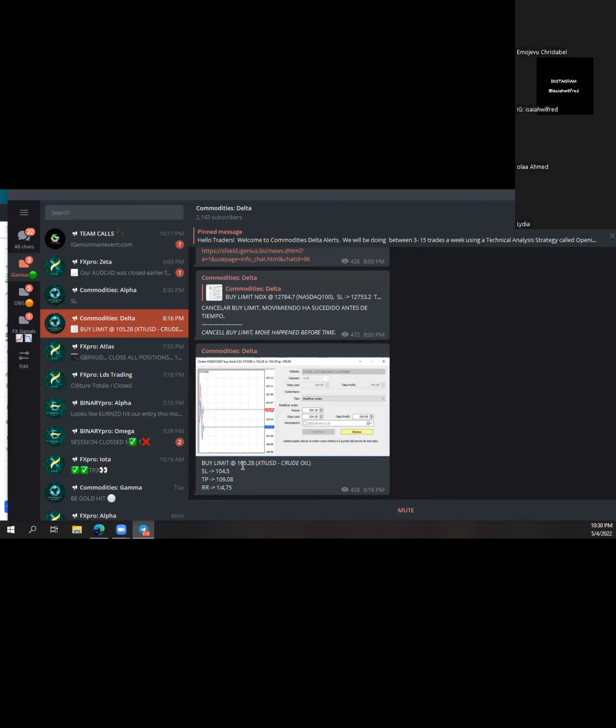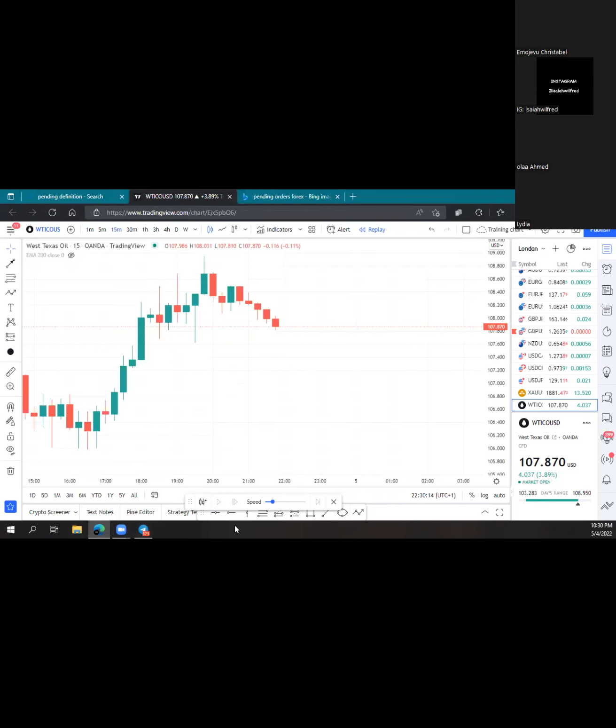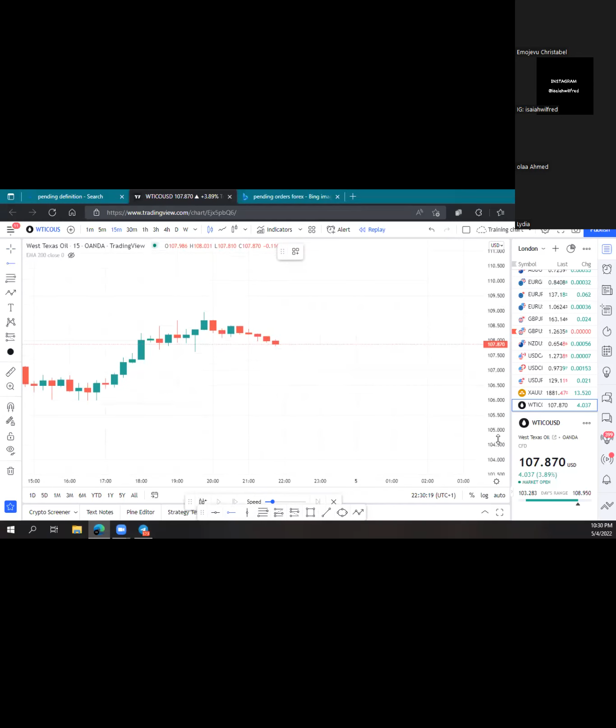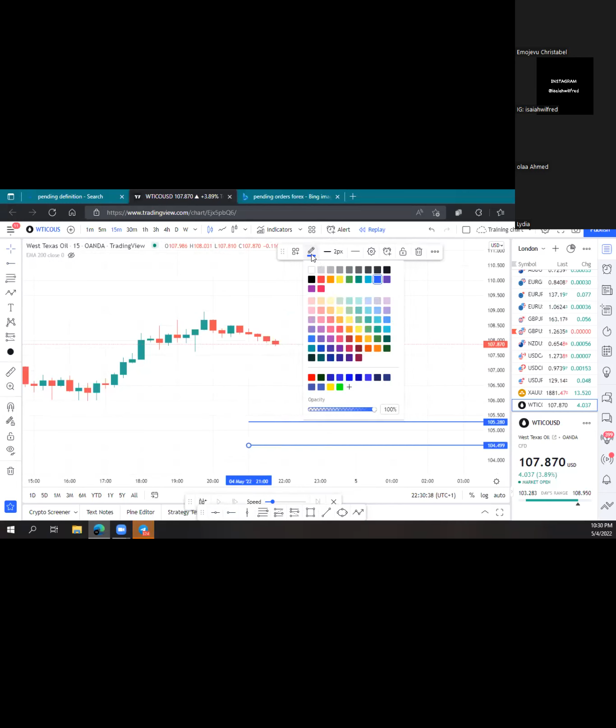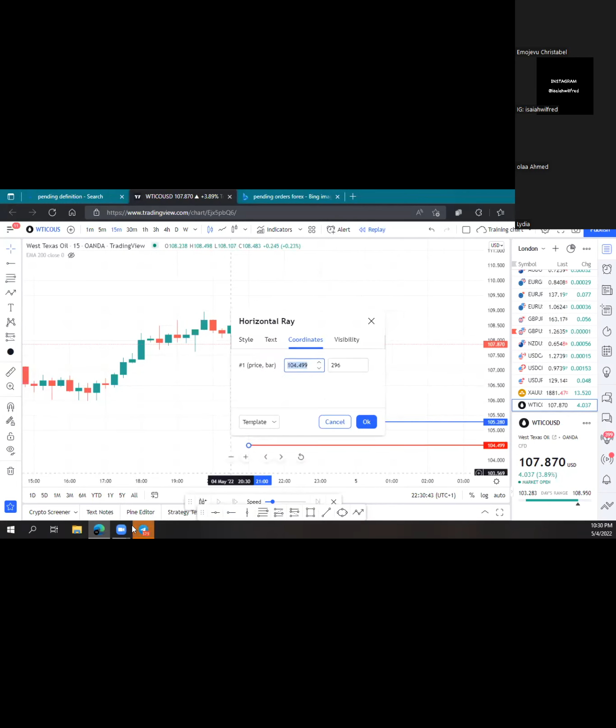So the oil buy limit price is what? 105.28. Let's just do this real quick. 105.28 is all the way down. Let me set the coordinates to 105.28. That's my entry. For stop loss, I'm going to use red. Red is stop loss.